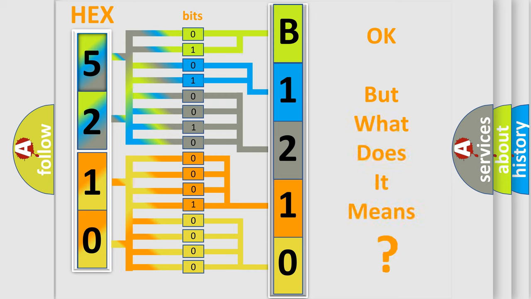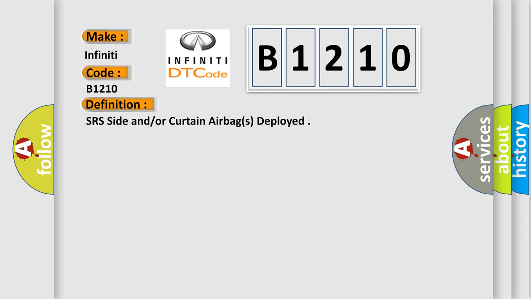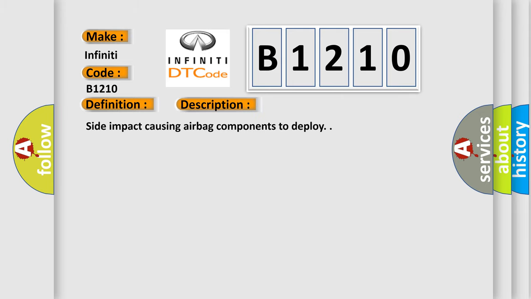The number itself does not make sense to us if we cannot assign information to what it actually expresses. So, what does the Diagnostic Trouble Code B1210 mean specifically for Infiniti car manufacturers? The basic definition is SRS side and/or curtain airbags deployed. And now a short description of this DTC code: side impact causing airbag components to deploy. This diagnostic error occurs most often in these cases: replace all affected SRS components.